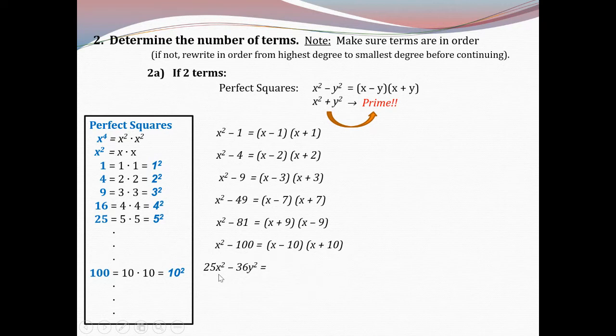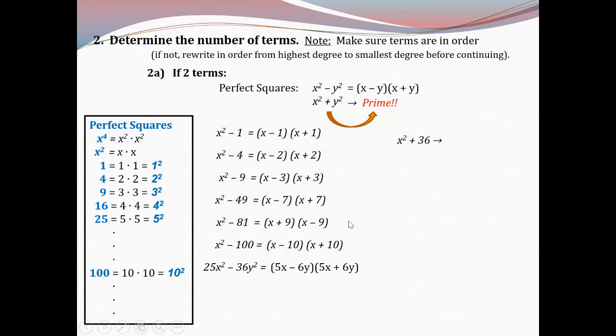How about this one here? Someone, this is a little bit more challenging. Can somebody tell me what the binomials are going to be? I'll give you a hint. Is the 25 a perfect square? Yeah, it's going to be 5. Is the x squared a perfect square? Yes, it's going to be x. Same thing with the 36, right? So it's going to be 5x minus 6y and 5x plus 6y because both of these terms are perfect squares. The 25x squared is a perfect square, and also the 36y squared is a perfect square.